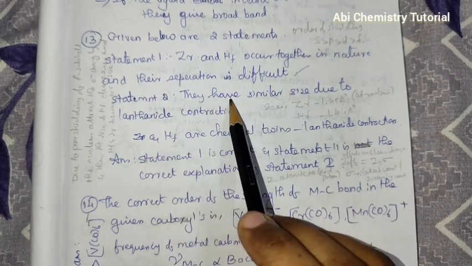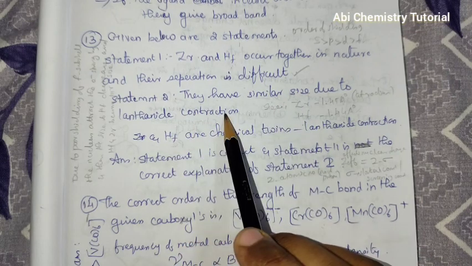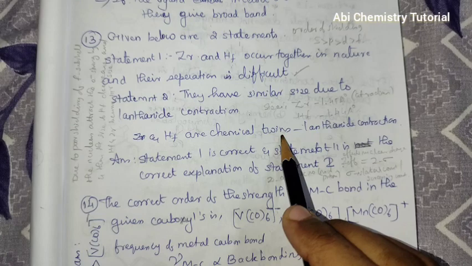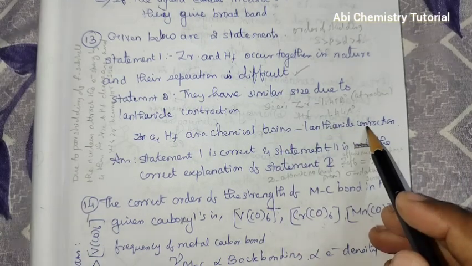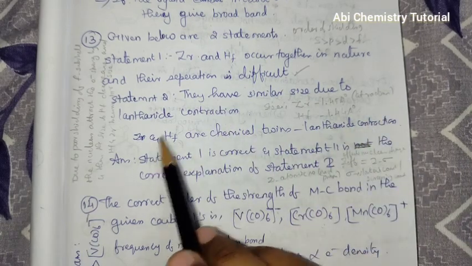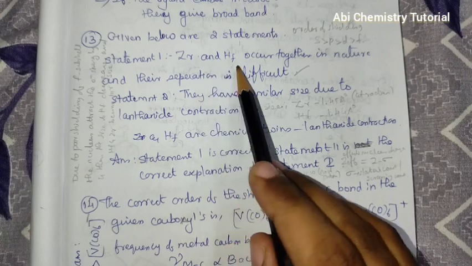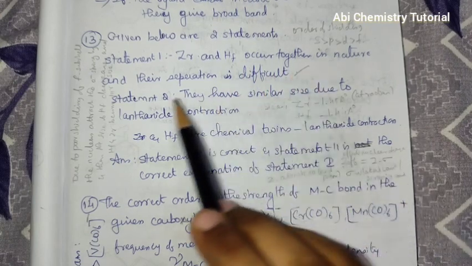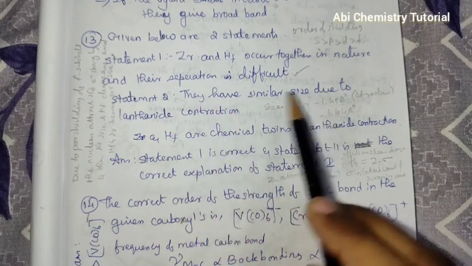Statement 2, they have similar size due to lanthanide contraction. So zirconium and hafnium are said to be chemical twins because of lanthanide contraction. So the separation of zirconium and hafnium is difficult. So statement 1 is true. And statement 2, they have similar size due to lanthanide contraction.